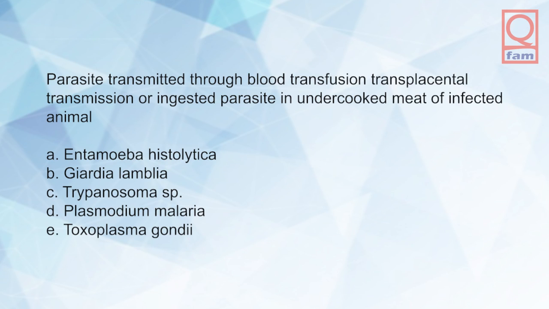Parasite transmitted through blood transfusion, transplacental transmission, or ingested parasite in undercooked meat of infected animal. A. Entamoeba histolytica. B. Giardia lamblia. C. Trypanosoma sp. D. Plasmodium malaria. E. Toxoplasma gondii. The answer is E. Toxoplasma gondii.